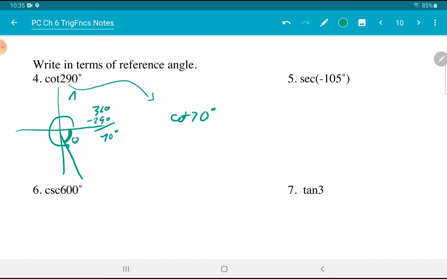But just like our mnemonic before, only cosine is positive in quadrant 4, therefore tangent is negative. And so its reciprocal, cotangent, is also a negative value. So this would be negative cotangent of 70 degrees. Okay? And that concludes 6.2.